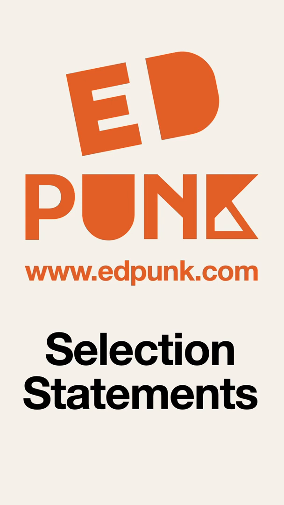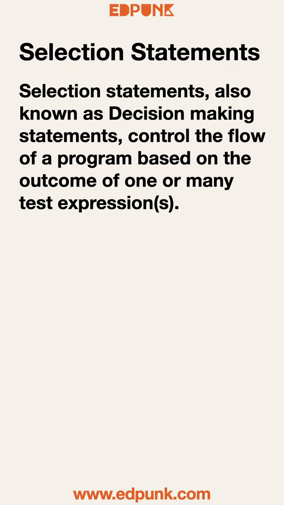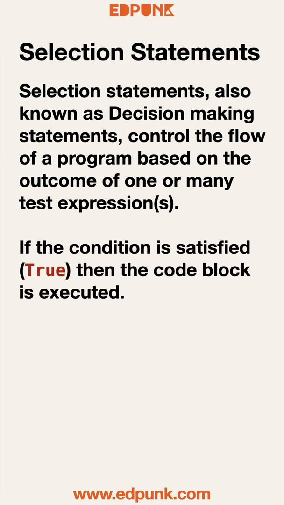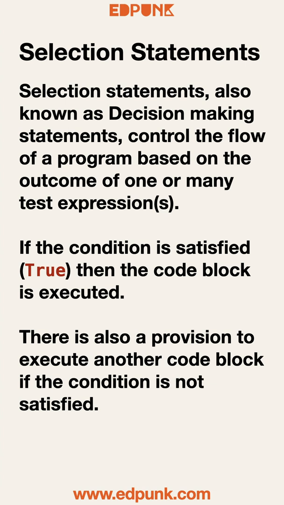Hi friends, in this video, we will learn more about the selection statements available in Python. Selection statements, also known as decision-making statements, control the flow of a program based on the outcome of one or many test expressions. If the condition is satisfied, then the underlying code block is executed. There is also a provision to execute another code block if the condition is not satisfied.